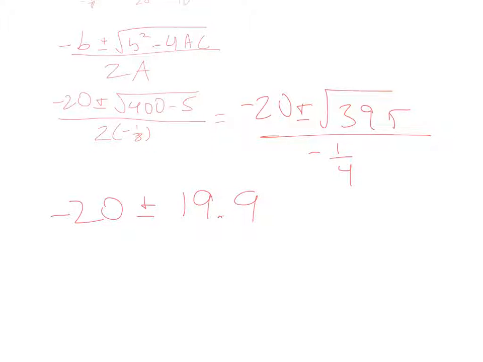I don't know how many significant digits you need to go to. I'm going to be lazy and just go to the first decimal. But it was really 19.87. Divide that by a negative a quarter. We'll like to do the top first and then divide by the bottom. Or sorry, do the numerator first and divide by the denominator. You can tell I'm really into vocab.